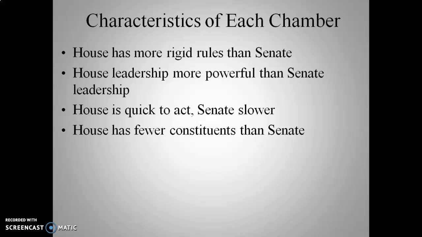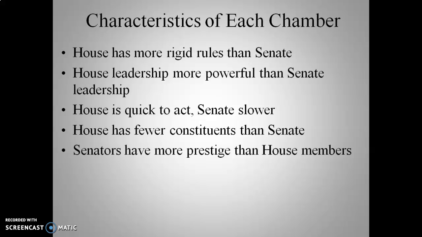Remember, a constituent is someone who is represented by a person in the government. So we are the constituents of our senators and our representatives in the House. And of course, that's true because the Senate represents an entire state, whereas the House of Representatives is divided up into districts, so there are multiple districts within a state, fewer constituents typically in a district than there would be in an entire state.